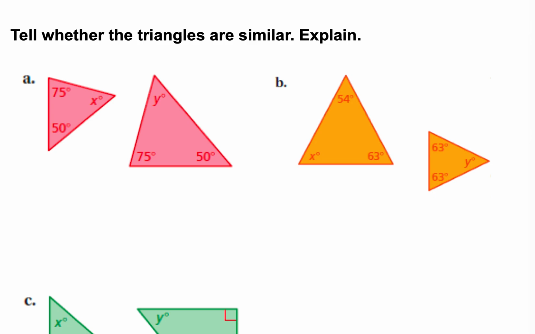Okay, so for the first type of problem, it says tell whether the triangles are similar and explain. So we can't just look at it and say, yeah, they look about the same shape, or, no, I don't really think they are. We need to figure out, are all three angles going to be the same? All right, so let's take a look at this first one. I have 75 and 50 in X, and here I have 75, 50, and Y.